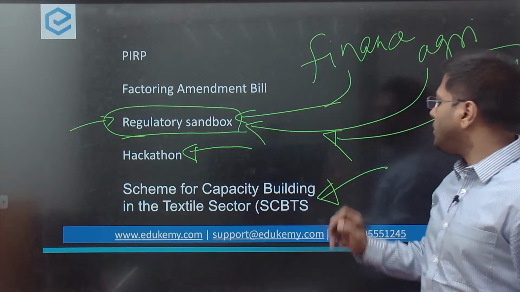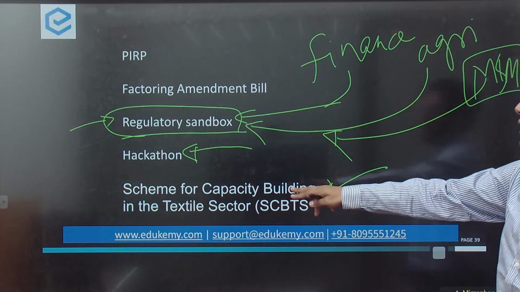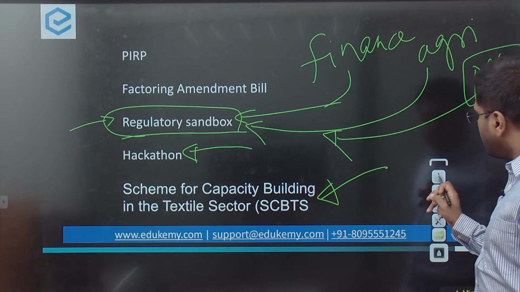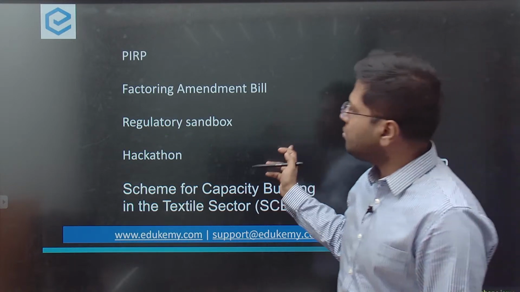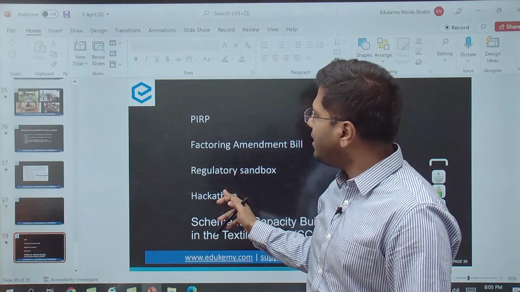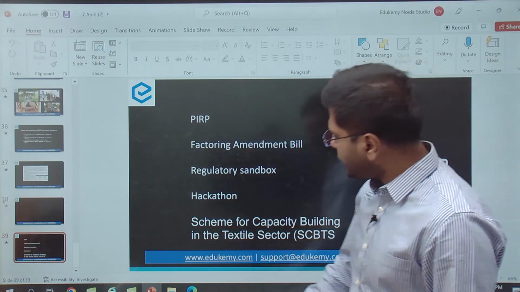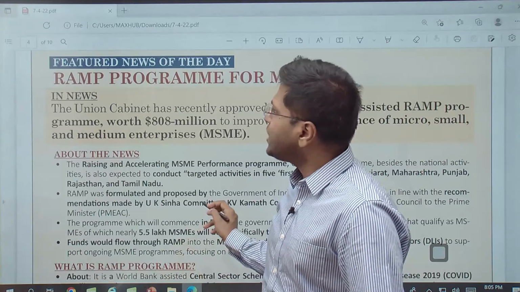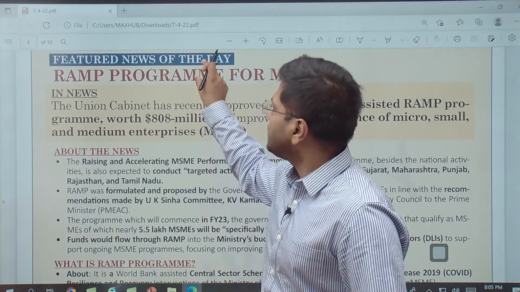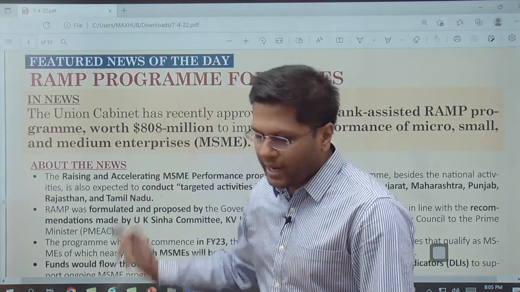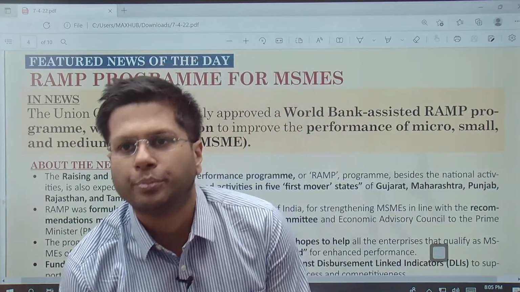What about the Samarth scheme for capacity building in textile industries? This is sufficient. This is exactly what is required, and it is sufficient for you to gain enormous strength for knowing and answer writing. You don't have to refer to anything here. So the complete theme understanding is right in front of you.